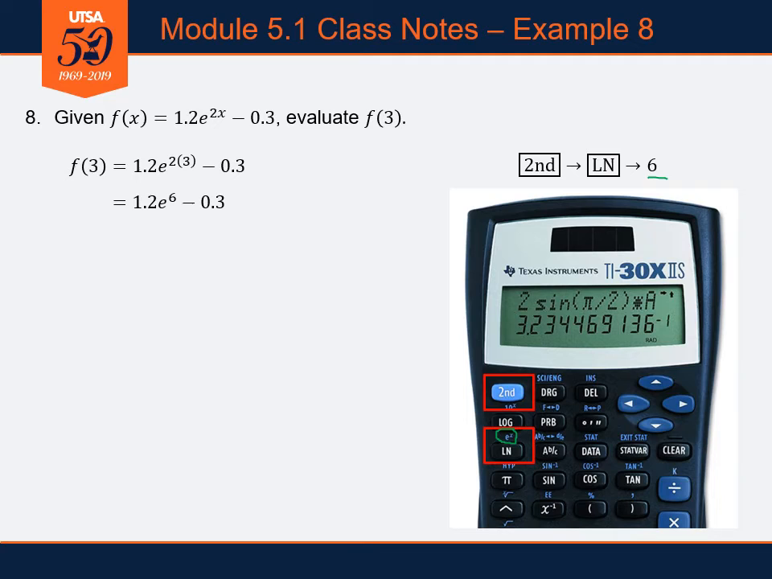So second LN gets me the e to a power, and then I'll type my power 6, and then get my result there. And as it turns out, my result is approximately, that's what these wavy lines mean, I'm rounding to the nearest hundredth here, my result is approximately 403.43. And then I continue multiplying by 1.2 and then subtracting 0.3 to get 483.81.